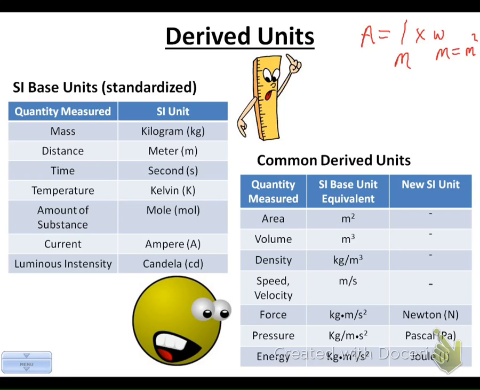Then we have volume, kind of the same thing here as area. If you have a length times a width times a height, then you have meters times meters times meters, you get the meters cubed.